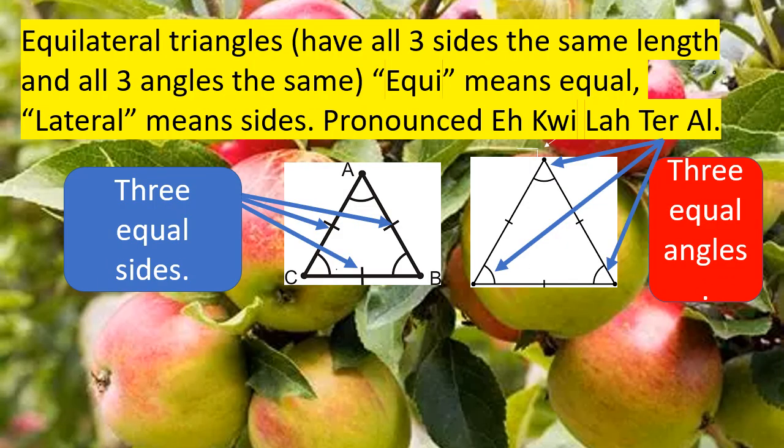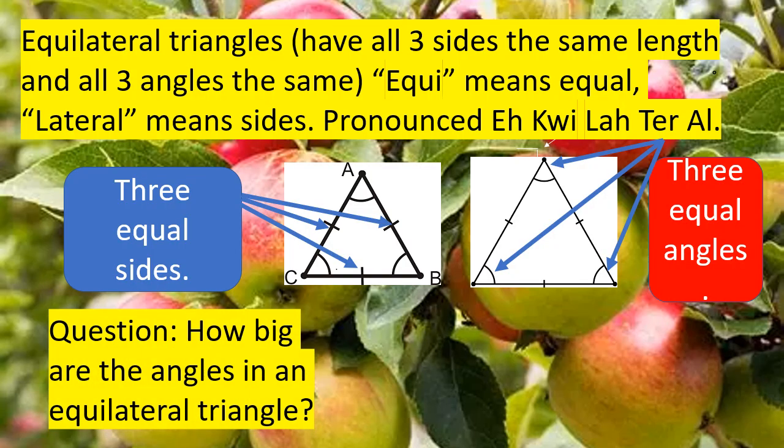Equilateral triangles. They have all three sides the same length, and all three angles are the same. Equi means equal. Lateral means sides, so pronounced equilateral. So you can see the marks on the sides that show that all three are equal. So every side has one of those marks. And on the right-hand diagram, they all have the little part circles in the angles to show that all three of them are equal.